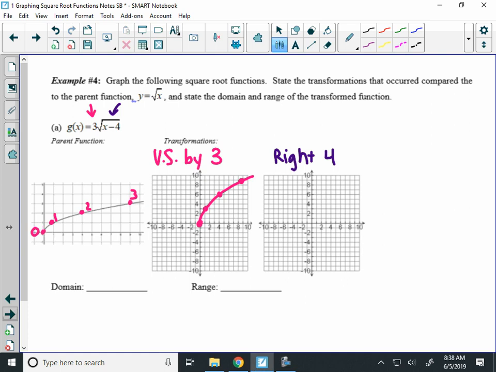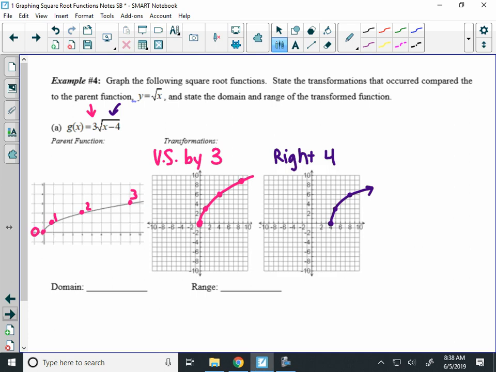Now all I have to do is take those points, each of them, and move them right 4. So 1, 3 will now be at 4, 3, and 4, 6 is at 8, 6. Right, the last point won't fit. So there's your final graph.